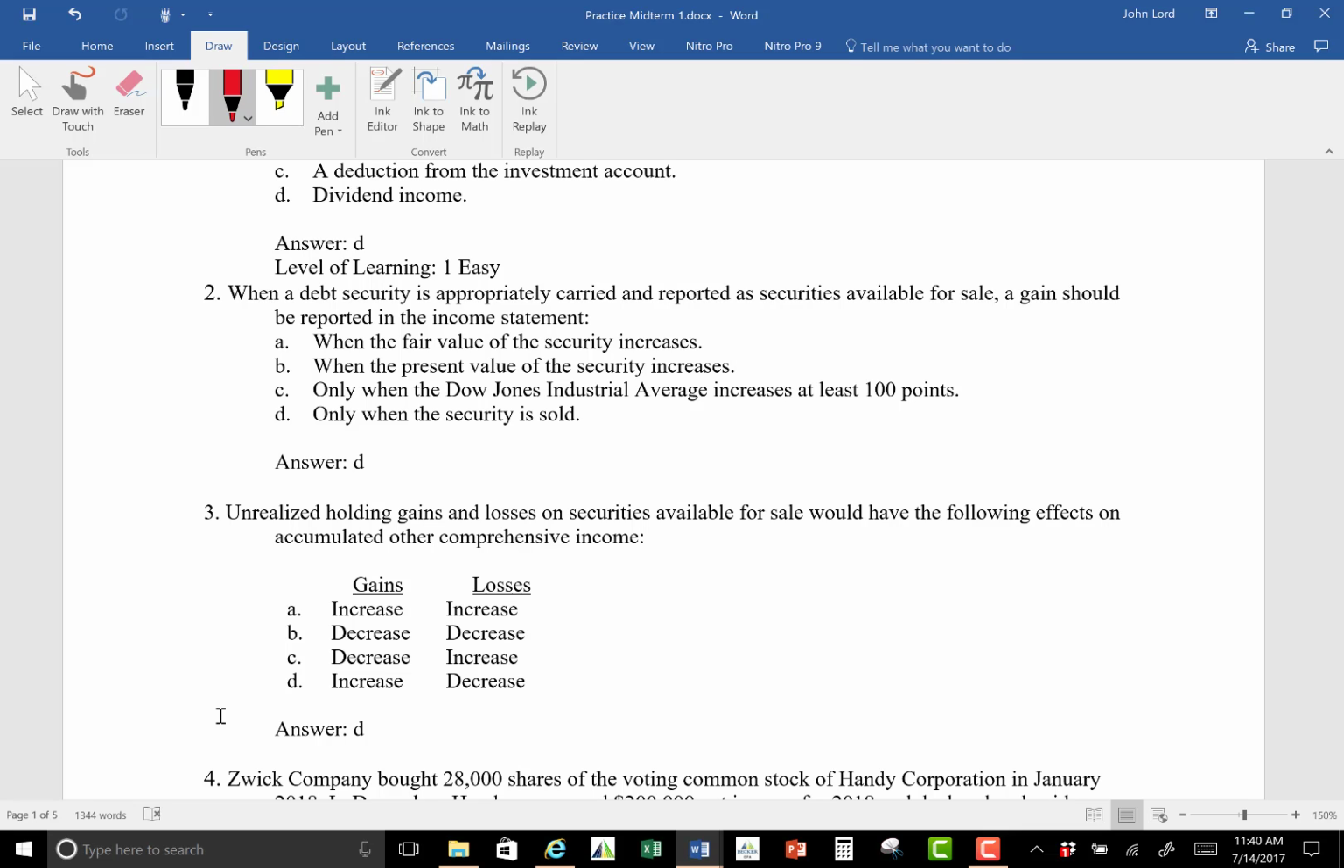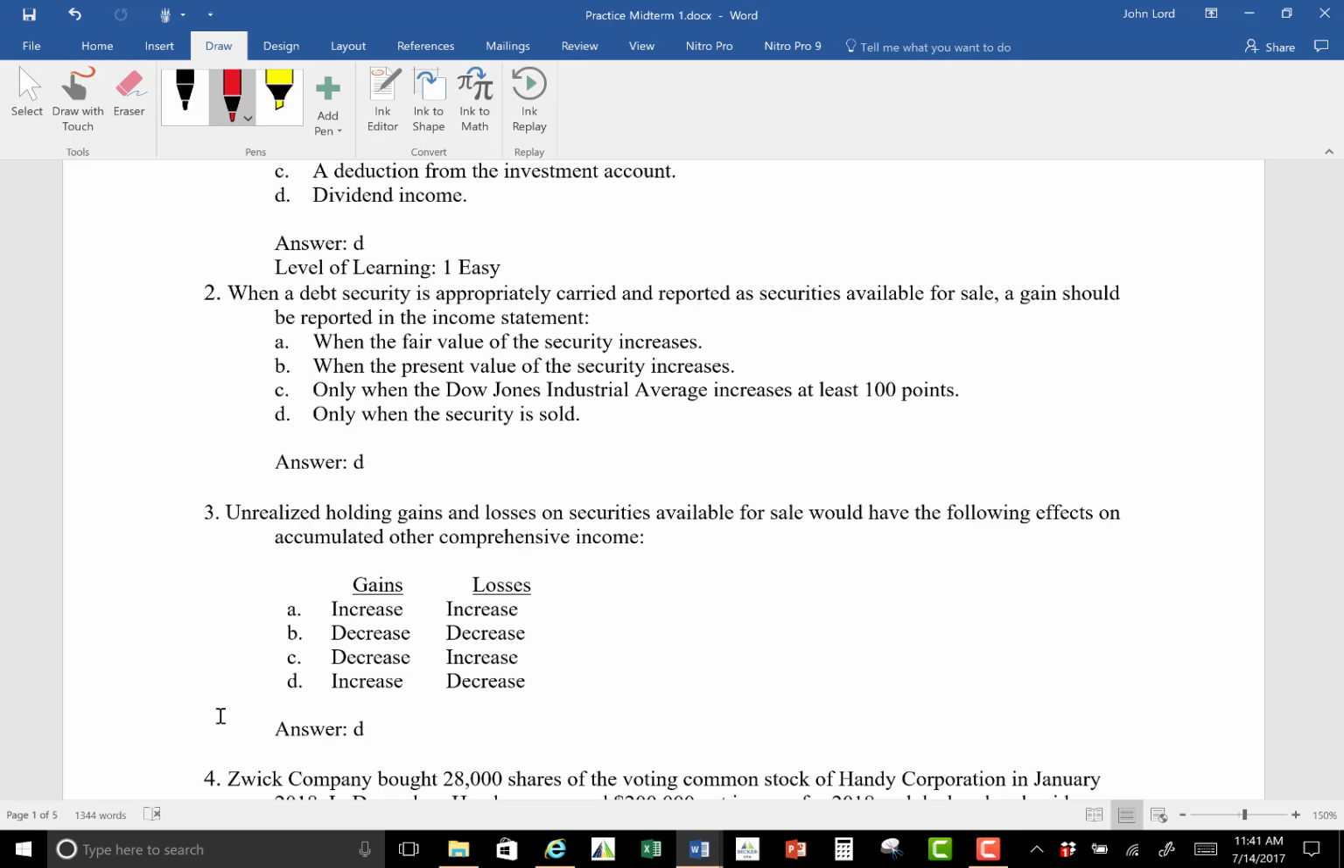Okay, assuming again that it went up, then we close out the reclassification adjustment to accumulated other comprehensive income. That'll zero out whatever we had built up in there up until the time of sale. So in this question, when a debt security is appropriately carried and reported as a security available for sale, a gain would be reported in the income statement finally when it's sold, right?